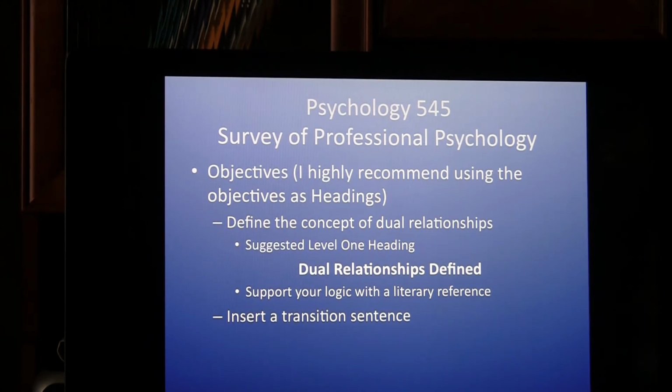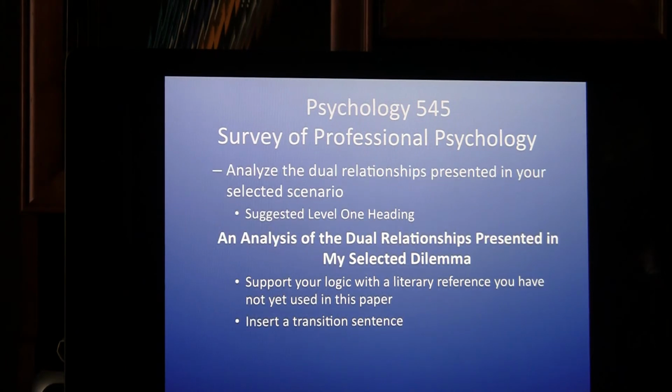As always, I highly recommend that you use the objectives as headings, and I'll show you how to do that for this particular assignment. The first objective states, define the concept of dual relationships. Here's my suggested level 1 heading. Simply, dual relationships defined. Centered on the page, capitalized, no period. I need you to support your logic for your definition of dual relationships with a literary reference. And as usual, give me a transition sentence that takes the reader from that particular main point or objective into the next.